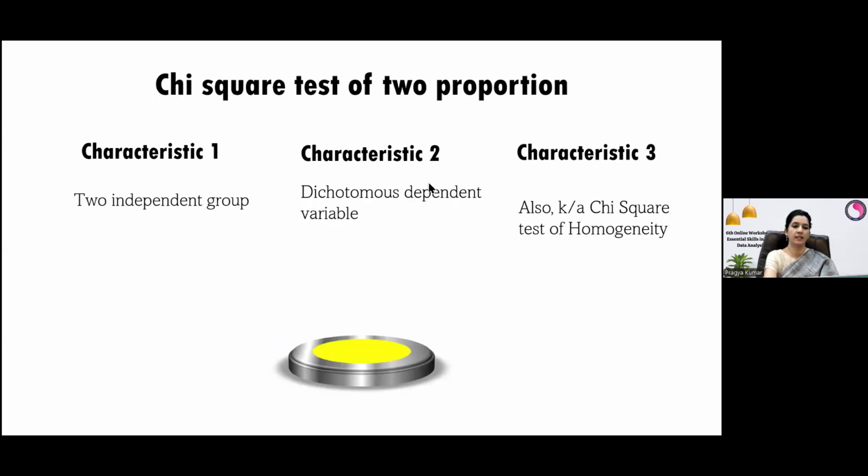The other requirement is that there should be a dichotomous dependent variable. This chi-square test of two proportion can be applied only if there are two independent groups and the variable I am assessing has two levels. That means a binomial proportion, and it is also called the chi-square test of homogeneity.